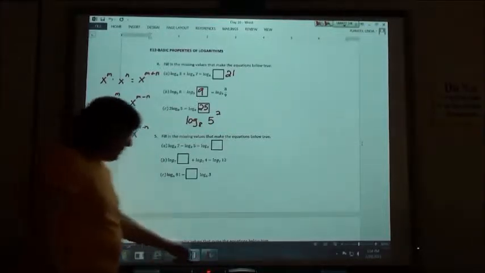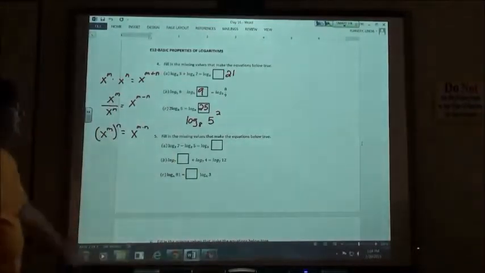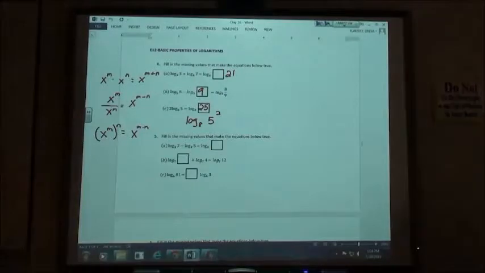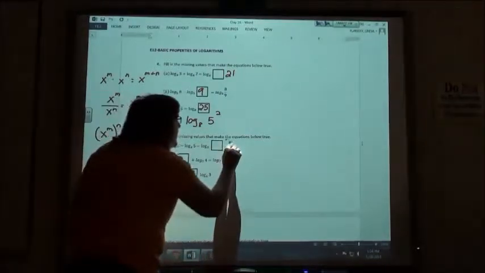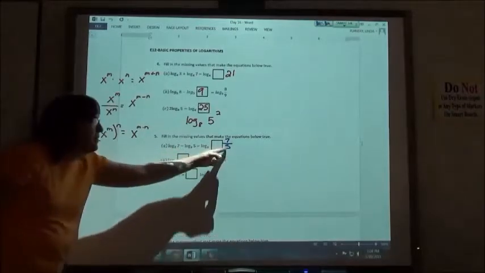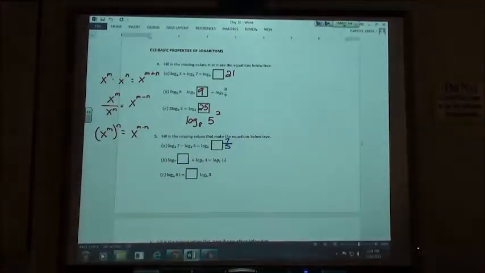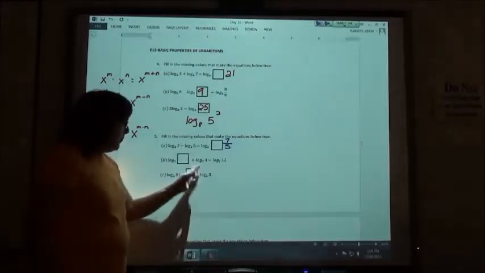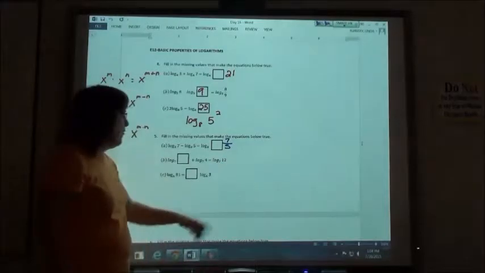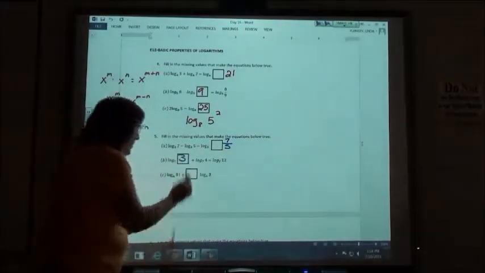So number 5, if I look at that one, I have log base 3 of 7 minus the log base 3 of 5. It's going to be the log base 3 of 7 over 5 then. Because I'm subtracting, I end up dividing by that 5. Log base 7 of what? Plus the log base 7 of 4 would be the log base 7 of 12. Well, I have to say what times 4 gives me 12? Oh, that must be a 3.